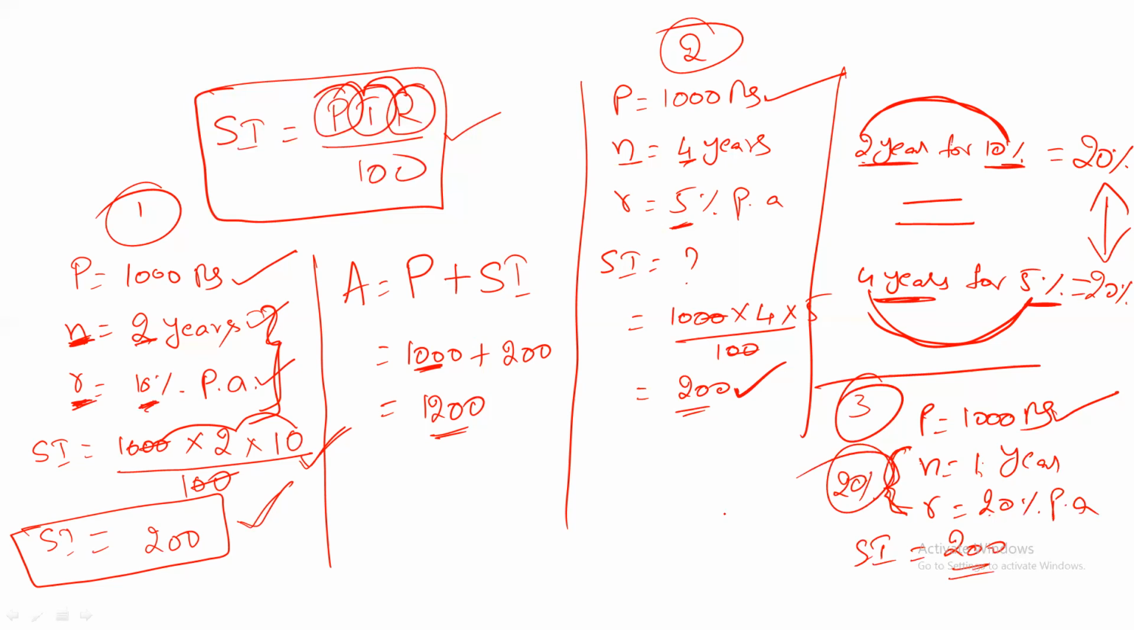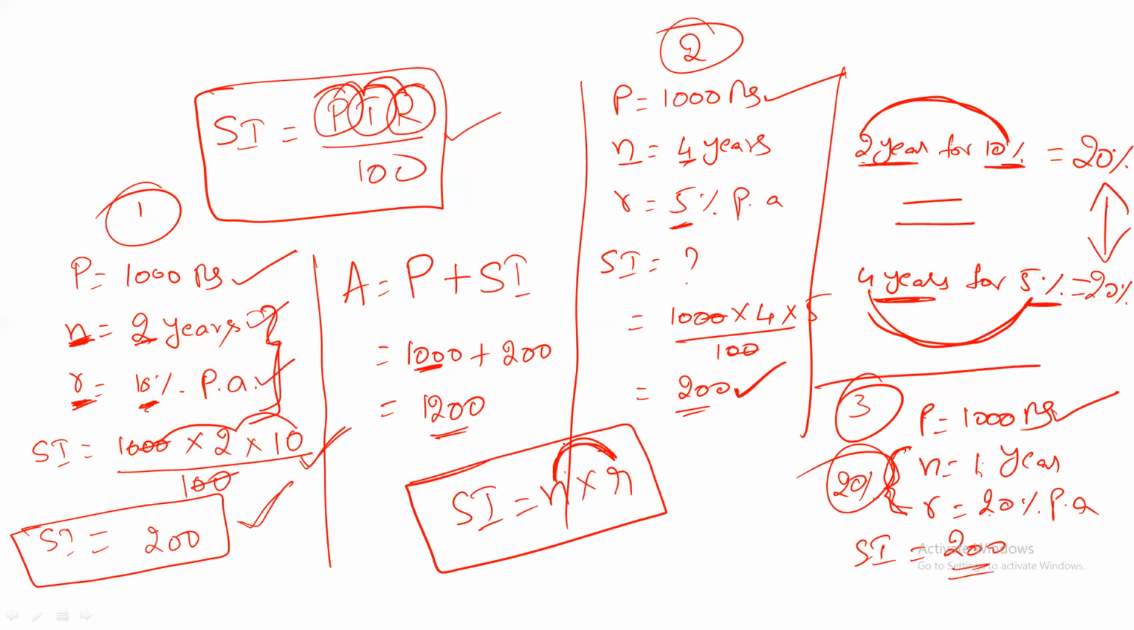So what I'm trying to say is very simple. Always do remember, simple interest is nothing but just n into r. You just need to multiply n into r. That will give you the percentage of simple interest. Why are we multiplying just n into r? No need to bother about the principal amount.